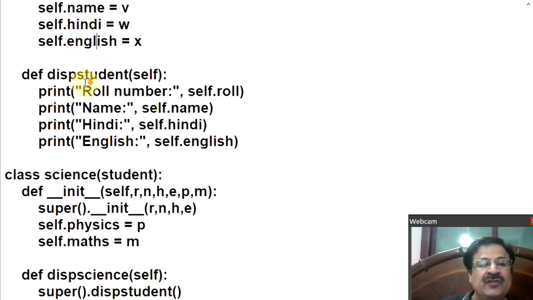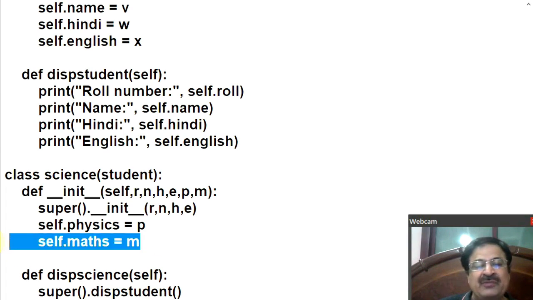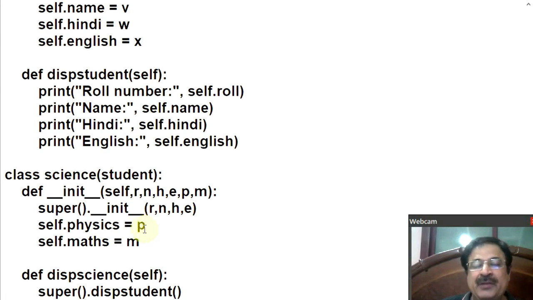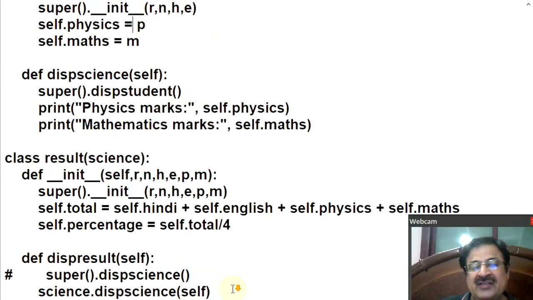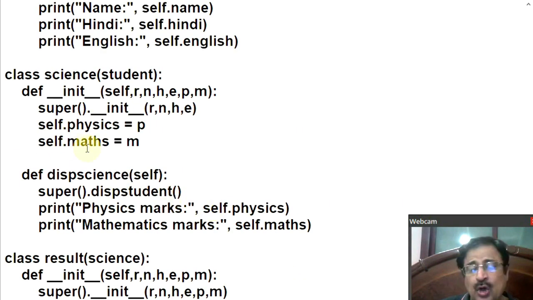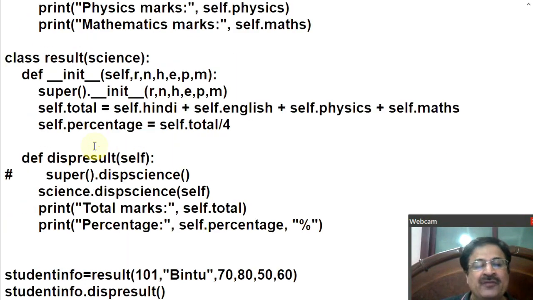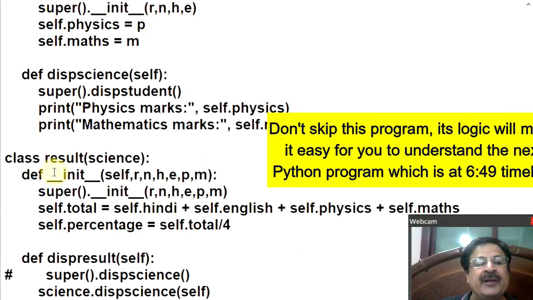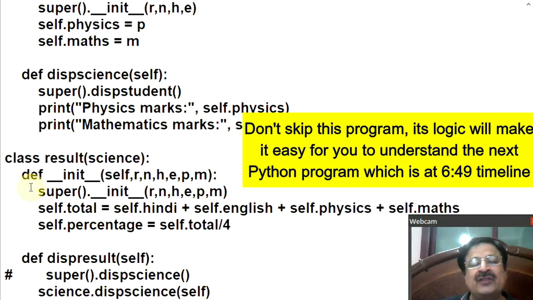After that, the control will come over here. There are 2 statements of the parameterized constructor of the science class which are not yet executed. So the values in the parameters P and M, that is physics and maths marks, that is these 50 and 60, will be assigned to the physics and maths attributes. And obviously physics and maths attributes are of the object which is invoking this function, that is of the student info object. Okay. After that, the control will come over here at the parameterized constructor of the result class.